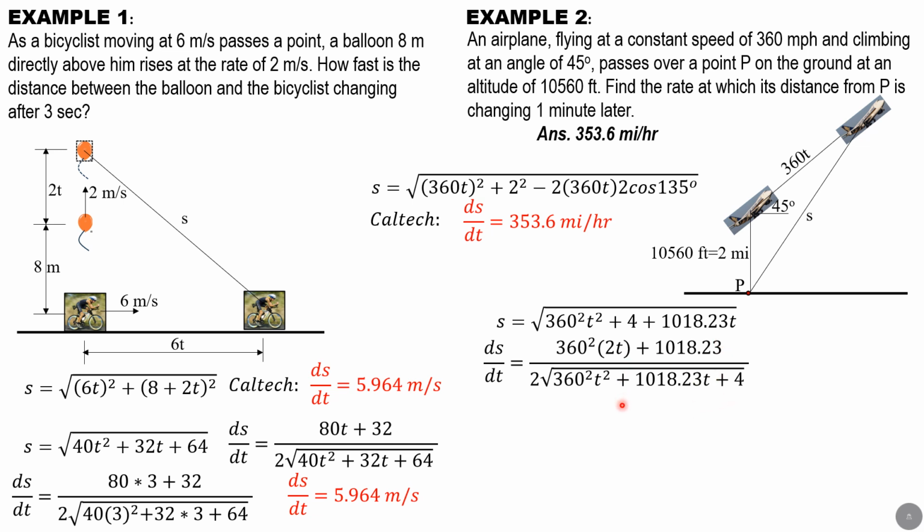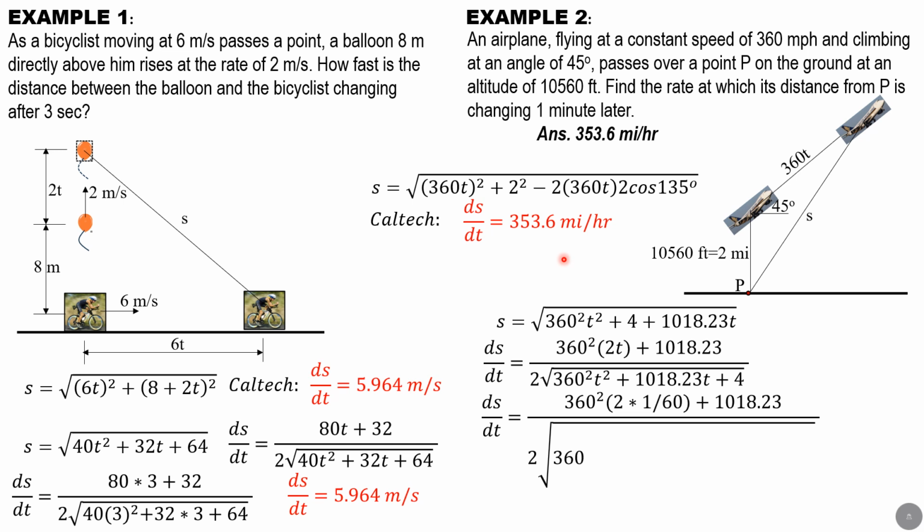It's the same. So substituting t equals 1 over 60, we can show that ds/dt is also 353.6 miles per hour. So that's it for this video.